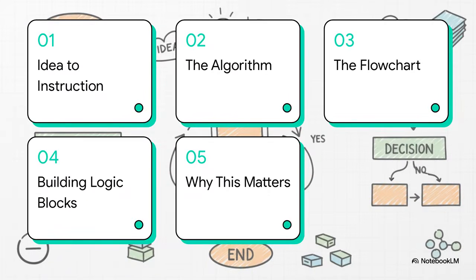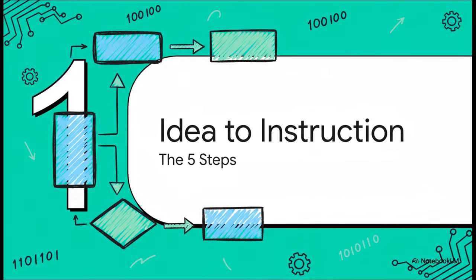All right, here's how we're going to break it all down. We're going to go from the basic idea to the final instruction. We'll talk about something called an algorithm, think of it as a recipe, then visualize it with a flowchart, build with some logic blocks, and finally wrap up with why this whole planning thing is such a big deal. First up, let's kick things off with the big picture.